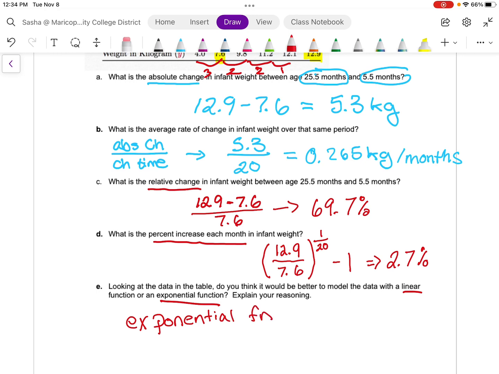And my explanation would be that the rate of change between my various data points in the table doesn't really seem to be constant. So I'm not going to keep assuming that the weight's going to keep going up that same amount each month. It seems to be petering off.